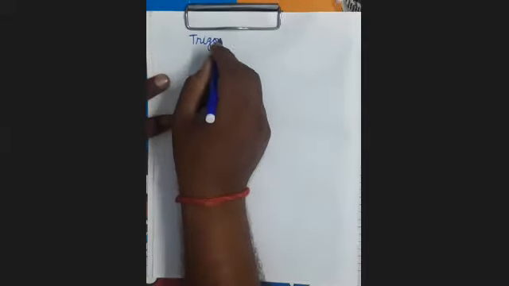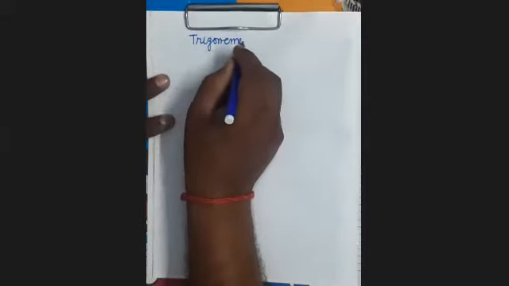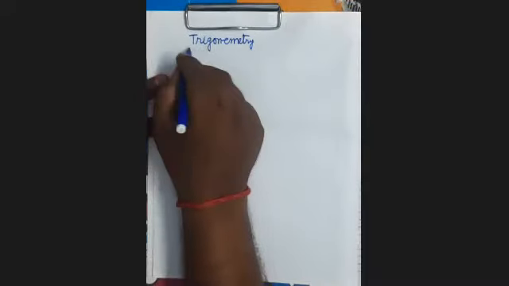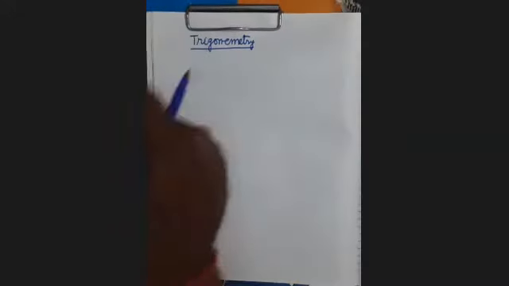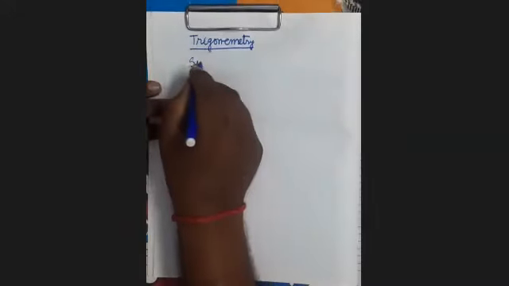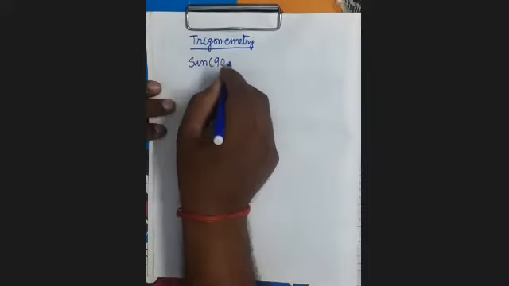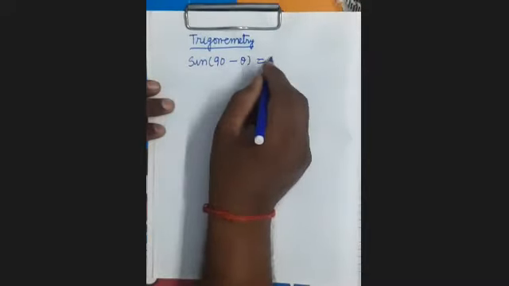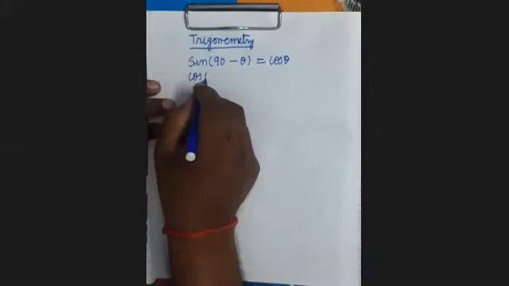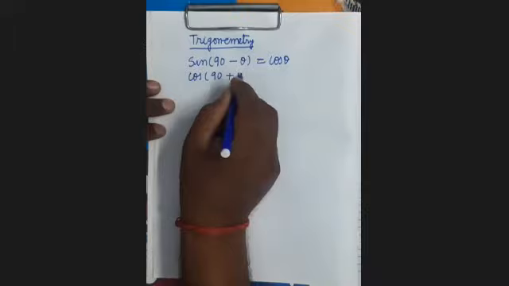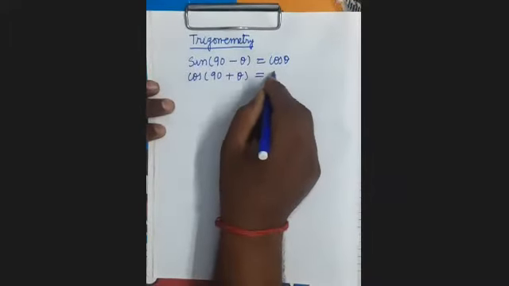Trigonometry. You know some of the formulae. For example, sin(90 minus theta) is equal to cos theta, and cos(90 minus theta) equals sin theta.